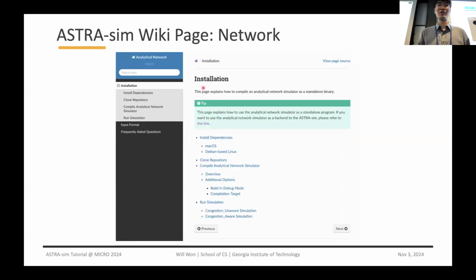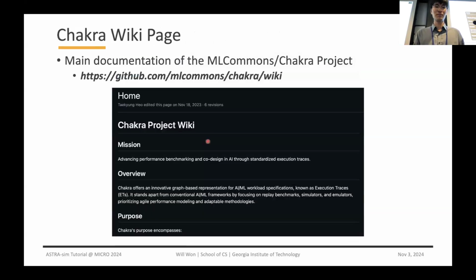The same goes for the network. Here I only pasted the documentation of the analytical network backend, but we are also showing how to install the dependencies, how to set up the analytical network backend. We are also actively adding the documentation for the NS3, as well as the NS3 simulations documentation itself. So just stay tuned for our changes in the ASTRA-sim Wiki.